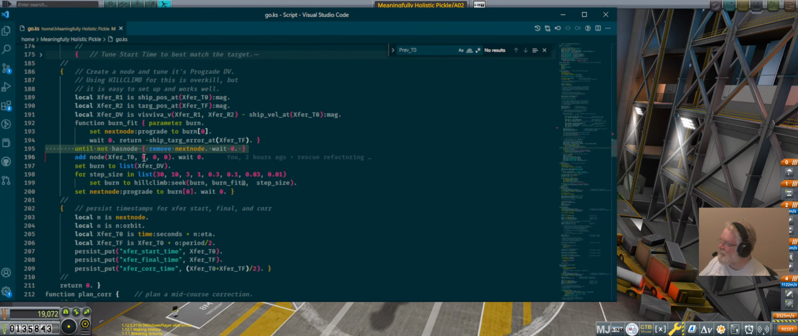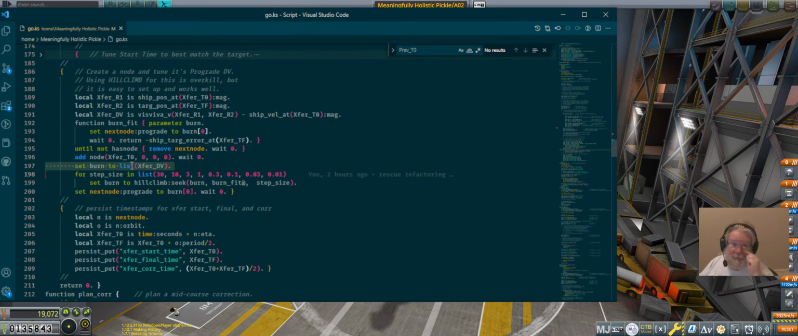Now, to make this work, I want to remove any node that was there before. We do not play well with pre-existing nodes. If there's a maneuver node between us and when we want to do this, we would not be able to control things. We would be fighting against it. And if it's afterwards, we're going to invalidate it. So we're just going to remove any nodes that are there, add a node at the correct time, and we'll be filling in parameters in there.